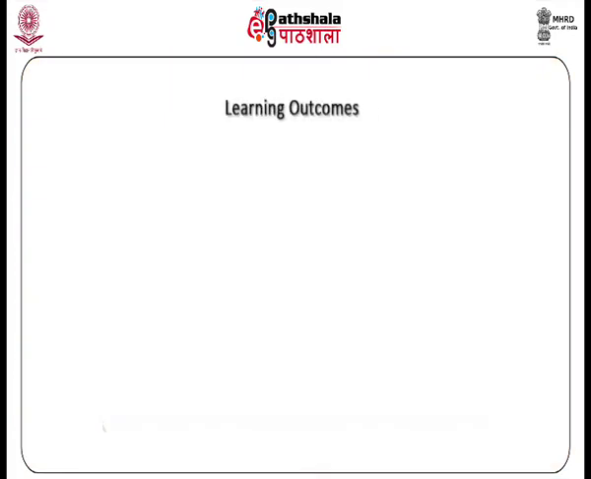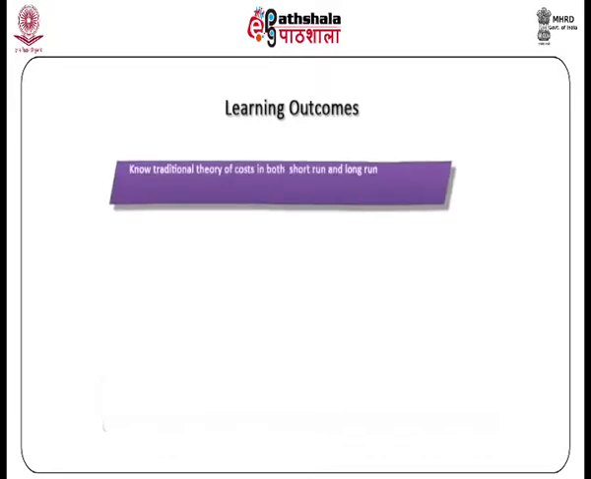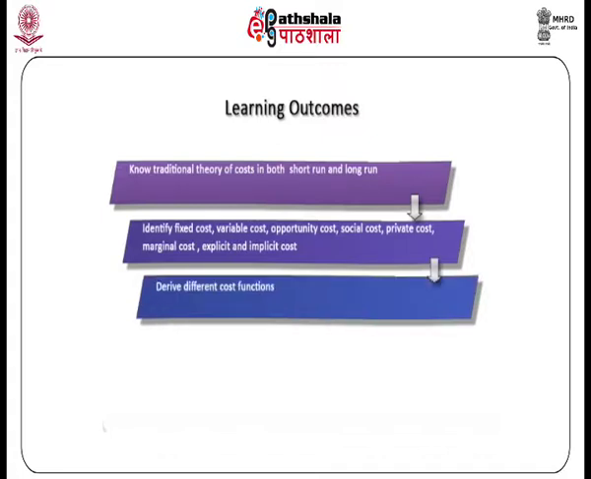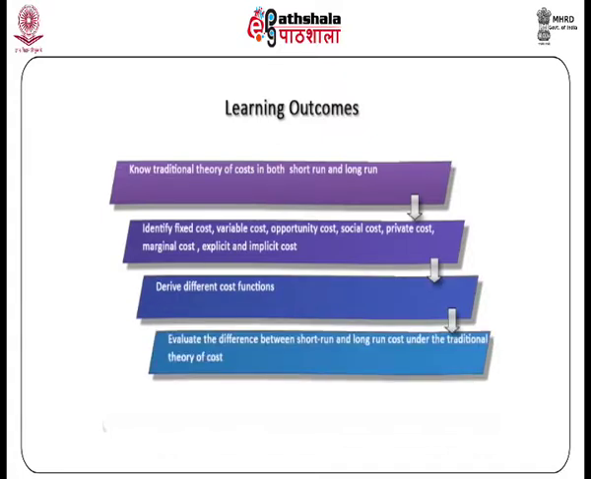After studying this module, you will be able to know the traditional theory of costs in both short run and long run, identify fixed cost, variable cost, opportunity cost, social cost, private cost, marginal cost, explicit and implicit cost, derive different cost functions, and evaluate the difference between short run and long run costs under the traditional theory of cost.